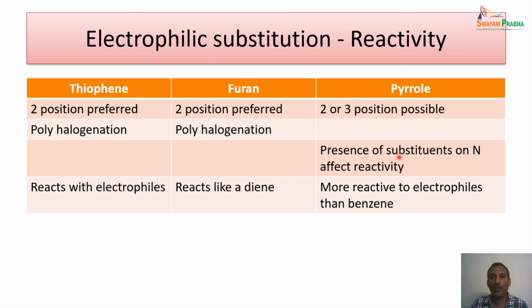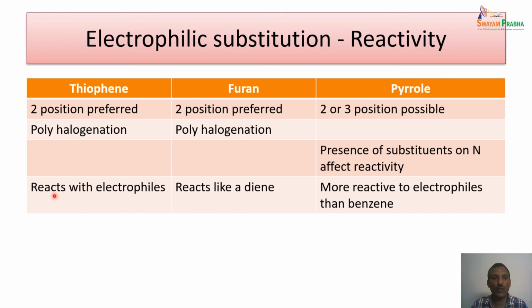And the major advantage of pyrrole is that pyrrole can have substituents on nitrogen itself. So the presence of a substituent on the nitrogen actually affects the selectivity. We can see how we can selectively make the reaction go to the 3 position by choosing the appropriate substitutions on the nitrogen. So the 3 selectivity is easily possible in the case of pyrrole, whereas that is not possible in the case of thiophene and furan.